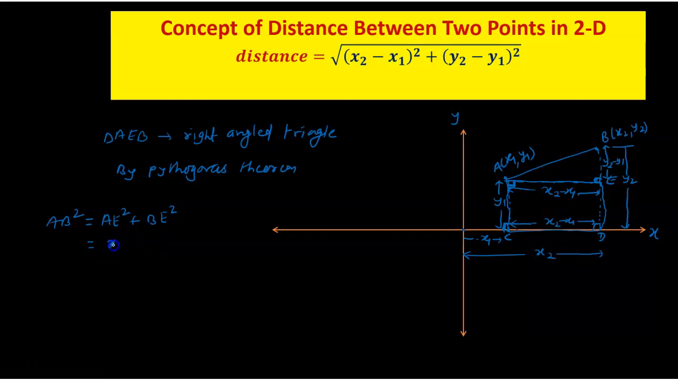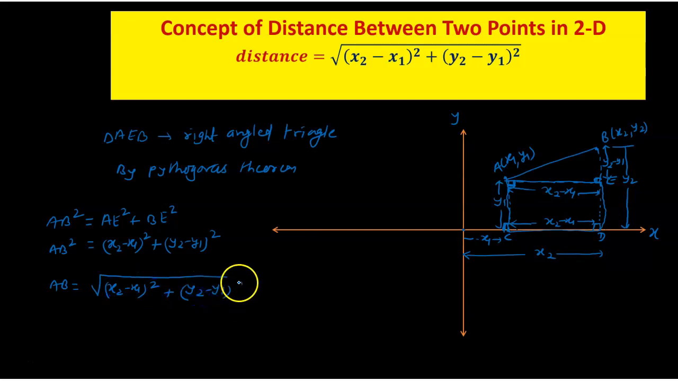So put x2 minus x1 here and square it, and BE is equal to y2 minus y1, so I write over there y2 minus y1 whole square. This is equal to AB square. If I want to write AB, then AB is equal to the square root of x2 minus x1 whole square plus y2 minus y1 whole square, and AB is simply the distance between points A and B.